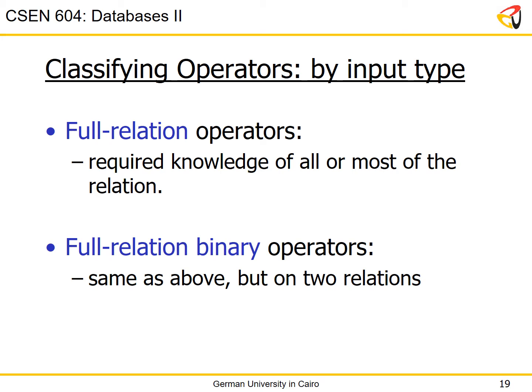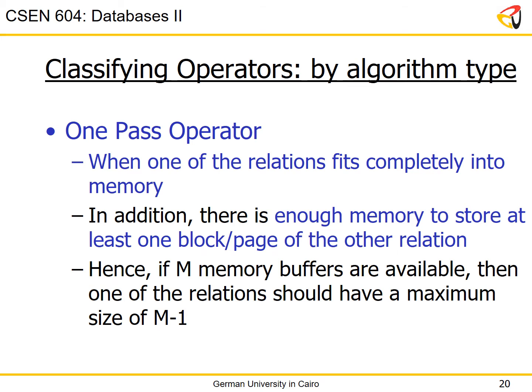But with full relation operators, I will have to load the whole table, page by page, and pass the whole table to the operator, and when I reach the last page, only then will I see some result. Now, for binary relation operators, it's even worse. I have to load two tables and pass all of the two tables to the operator to get any result. Now, this is one type of classification, which is by input type.